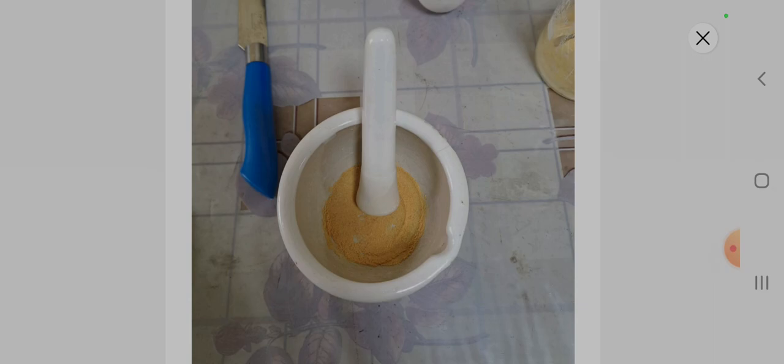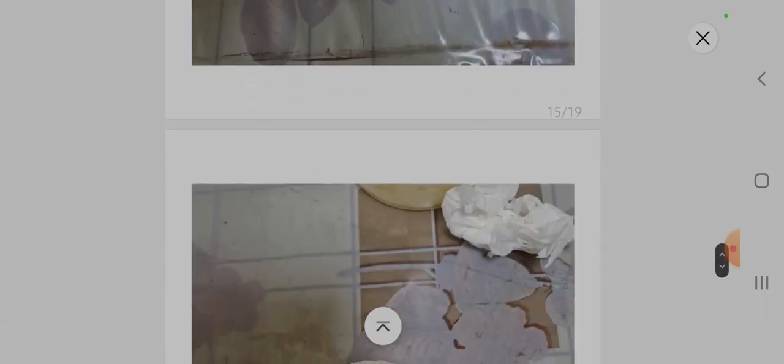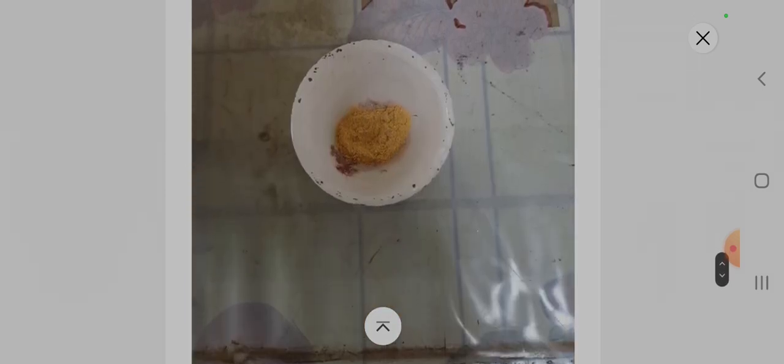So this is done to get a homogeneous mixture of the particles. This should be done very carefully and slowly so that the nanoparticles formed should not be damaged. Then this content is transferred to the crucible. Here you can observe the content is transferred to the crucible, and this crucible should be placed in the furnace.